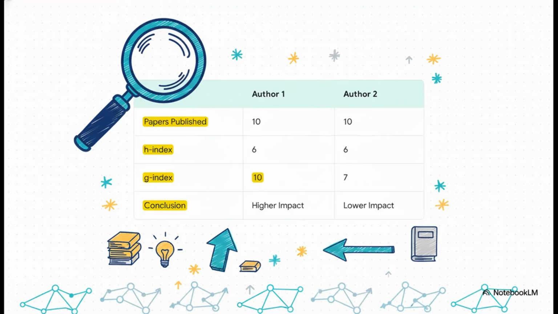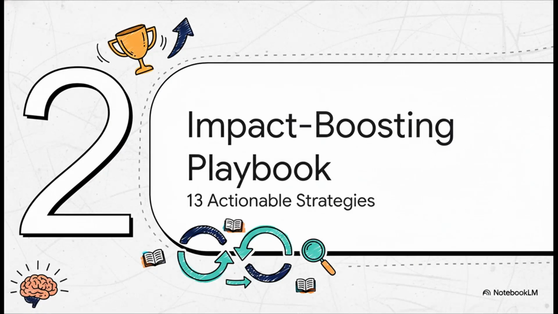We've got two authors. Both have published 10 papers, and both have the exact same H-index of 6. Now, based on that metric alone, they look totally identical. But look at the G-index. Author 1 has a G-index of 10, while author 2 is only at 7. This tells us a completely different story. Author 1's top papers are cited way more heavily, which signals a much greater overall impact. See the difference?